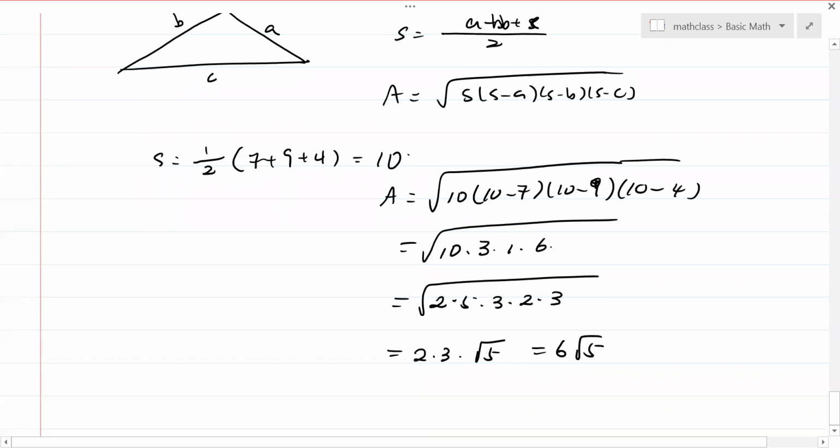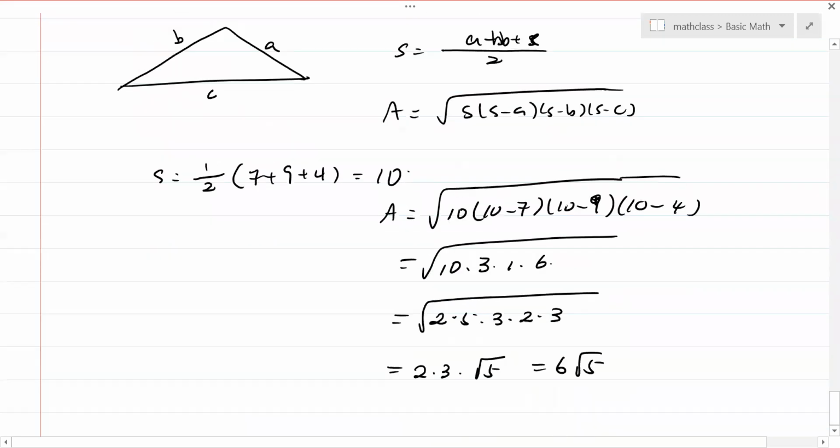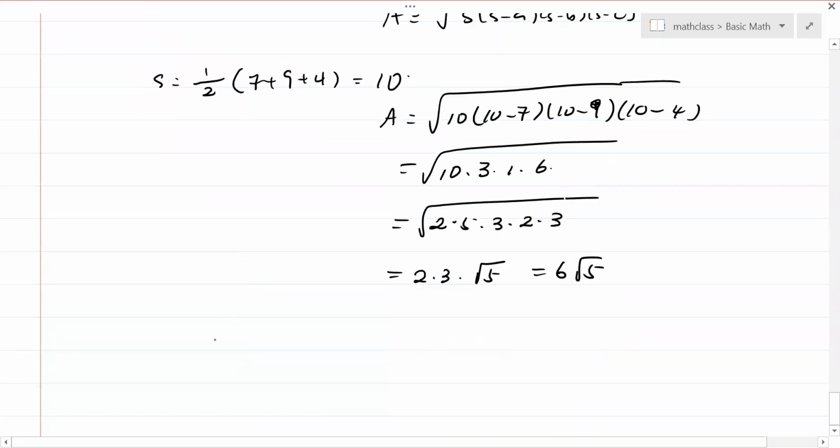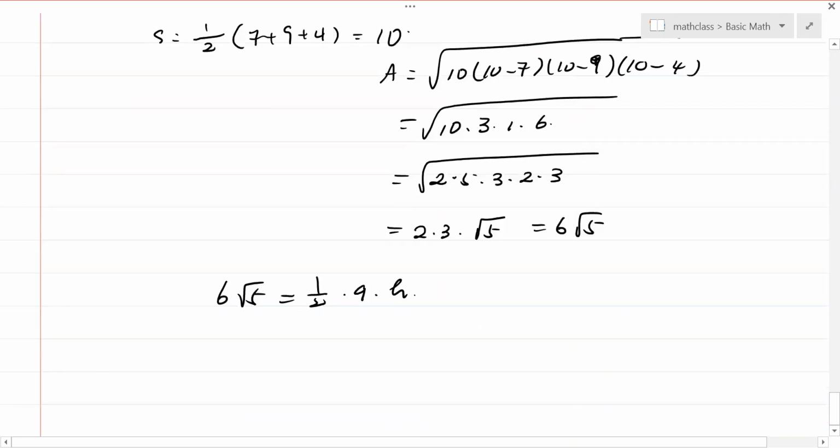So once you get the area, then you use the above formula, right? So the area is going to be half of 9 times h. Then I get h equals 12 square root of 5 divided by 9. So that is the height. So now you know how to find the area, right?